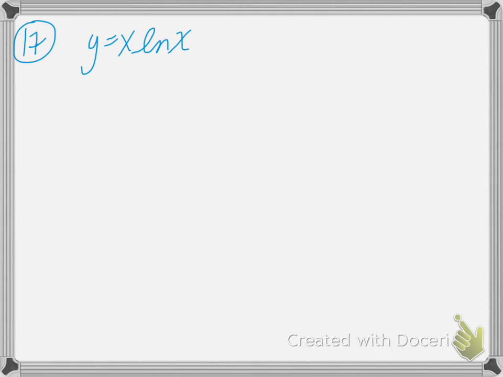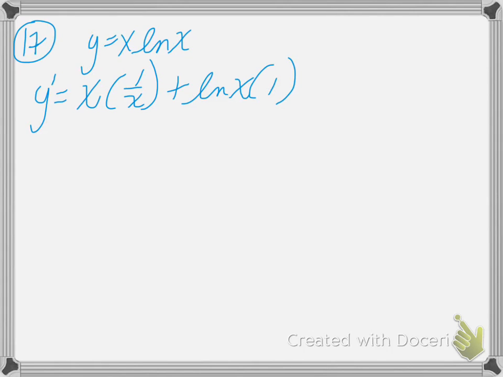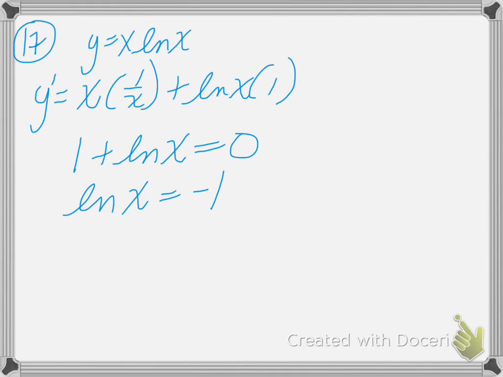Okay, so this is number 17, and so we're trying to find a minimum. So to find a minimum, we're going to take the first derivative and set it equal to 0. So that's going to be a product rule. So it's the first times the derivative of the second plus the second times the derivative of the first. And if you simplify that, you just get 1 plus ln x, and we're setting that equal to 0. If you bring negative 1 over, you get ln x equals negative 1. So you're going to have to figure out, when does ln x equal negative 1?